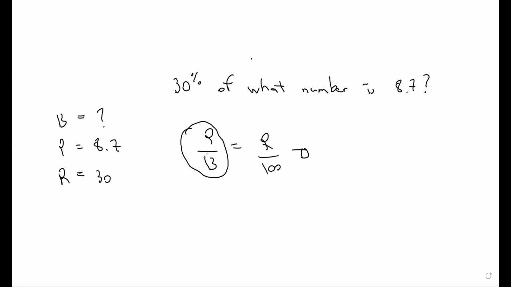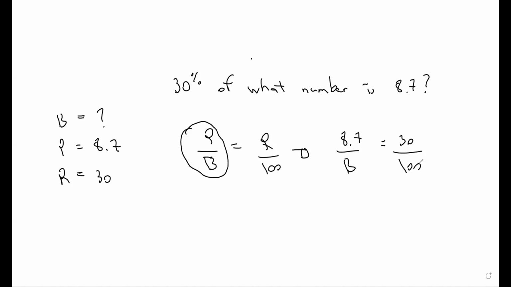Okay, now let's plug stuff in. p is 8.7 over b, which is just unknown at this point, and then r is 30, so 30 over 100. This one is more difficult both in the wording of the question and in solving it, a tiny bit more difficult because the variable happens to be on the bottom. With the other questions, the variable will always be on top.